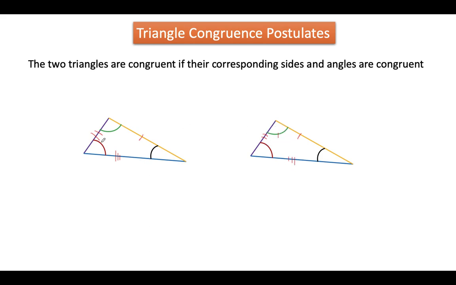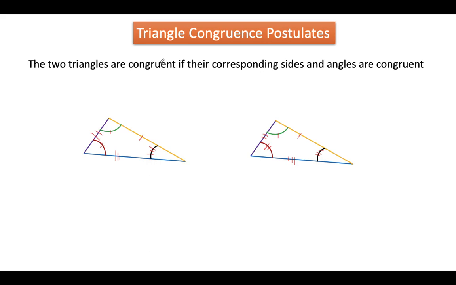Then this angle is congruent to its corresponding angle. This angle is also congruent to its corresponding angle. And this third angle is congruent, or has the same measure, with its corresponding angle. If these six parts are congruent with each other, we can say that these two triangles are congruent. So all six corresponding parts must be congruent.